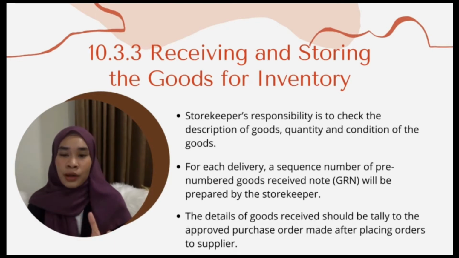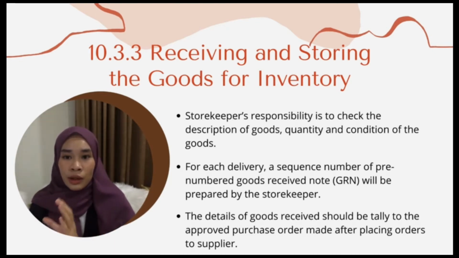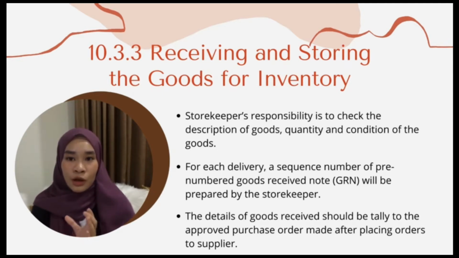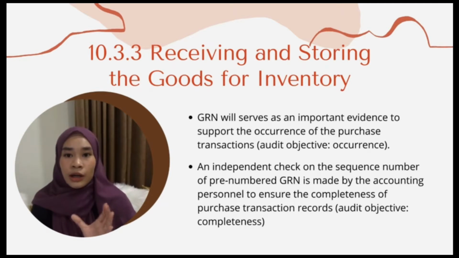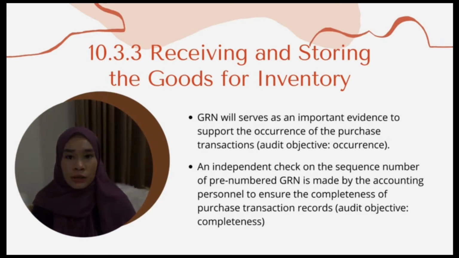After that, they shall prepare a goods received note for them to trace the goods tally with the purchase orders that have been approved. A sequence number of pre-numbered goods received note is to indicate the completeness of the purchase transactions. GRN will serve as an important audit evidence for the occurrence of the purchase transaction. GRN usually are prepared after the goods were received by the storekeeper. So, it indicates the occurrence of the purchase transactions.